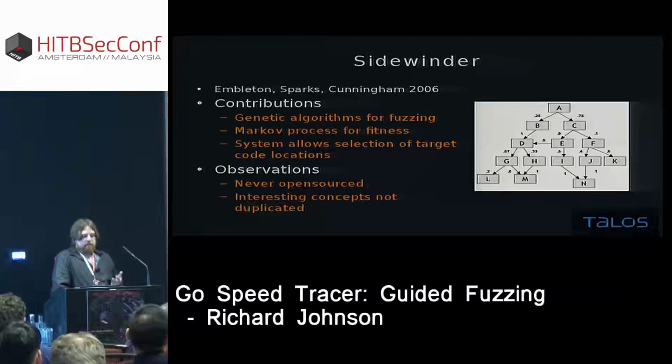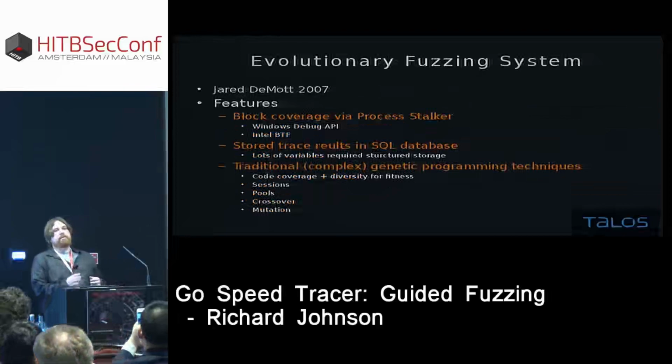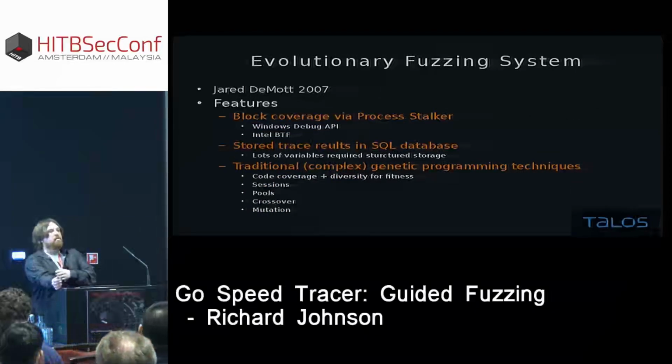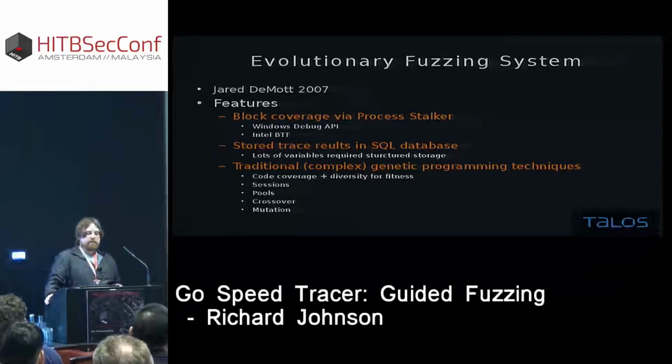But yeah, so basically it was never open source, which is too bad. It had some great concepts, and people kind of forgot about them, because the next year, we had Jared DeMott talking about his evolutionary fuzzing system. And at the time, the PyDbg framework was really pretty popular. It was able to do code coverage using some of these tracing mechanisms. But it was still pretty slow. It used the debugger API, or it used the branch trace flag.